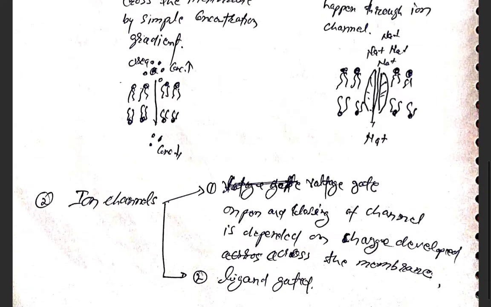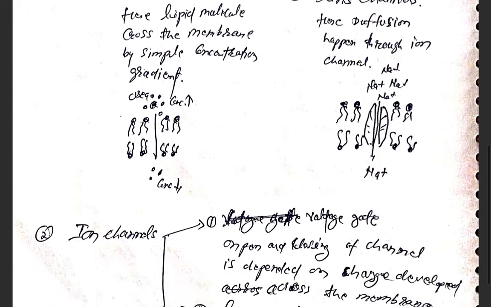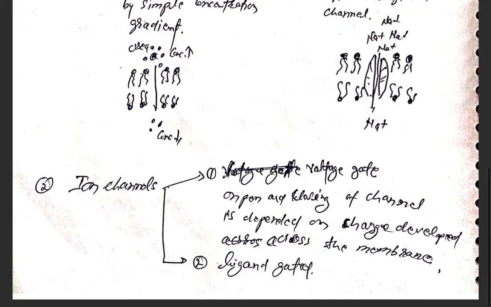In ion channels there are two types: voltage gated channels and ligand gated channels. The opening and closing of the channel depends on the charge developed across the membrane.